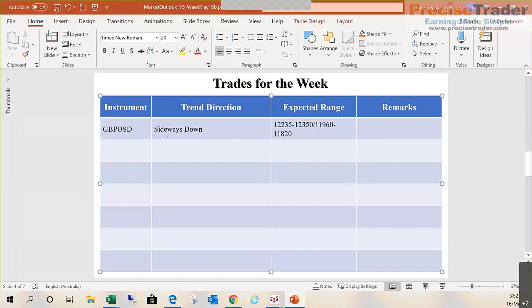So overall we are expecting a pullback first. Okay? We are expecting a pullback. Then definitely we feel that 12235 or 12350 might hold. And eventually we feel that the price is going to go lower, and we may see testing 11960 or even 11820. And this 11820 may happen even the following week, but it has to happen before the end of the month.